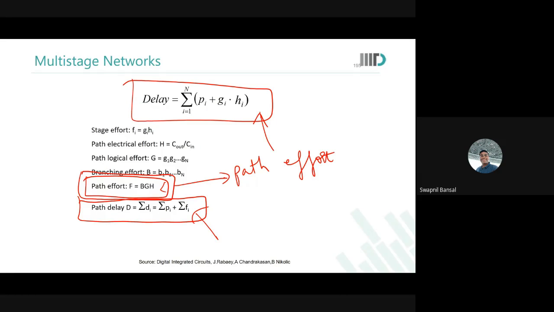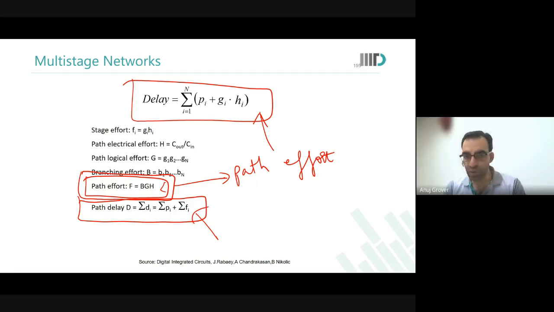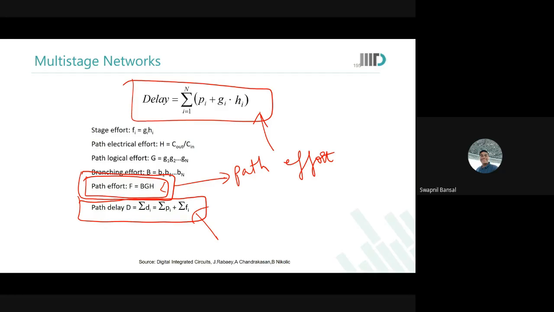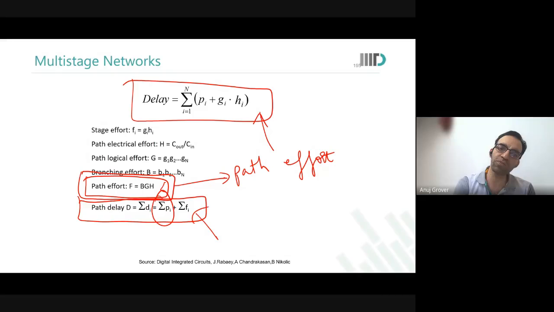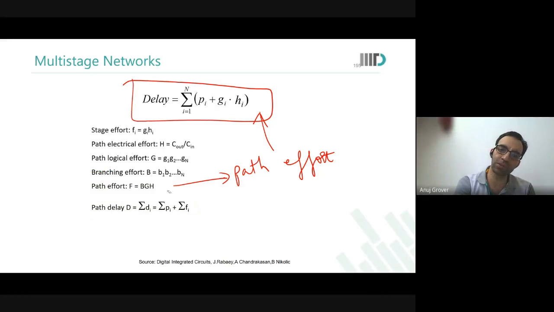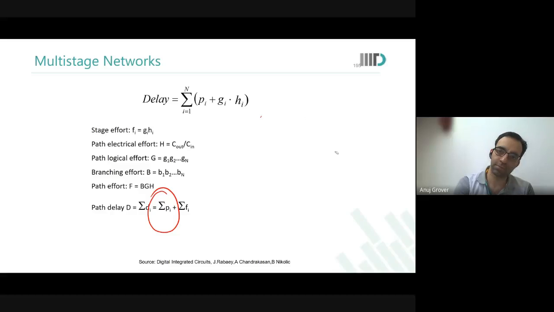Sir, can you please clarify how we exactly calculate the parasitic delay of a multi-stage network? The parasitic delay for a multi-stage network is calculated by adding the parasitic delays of all the stages. So I just add the capacitance ratio at each input-output stage. Yes, so sigma of P. The parasitic effort of all the stages, you simply add that.